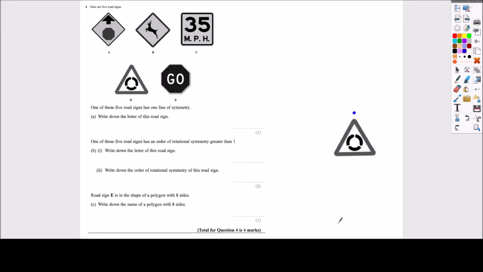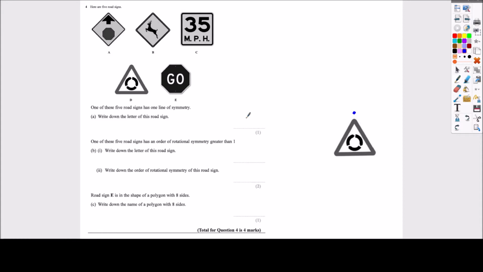Question 4. Part A. One of these 5 road signs has one line of symmetry. Write down which one it is. So which one would there only be one reflection line where you would reflect it, it would reflect onto itself, and that's going to be shape number A.